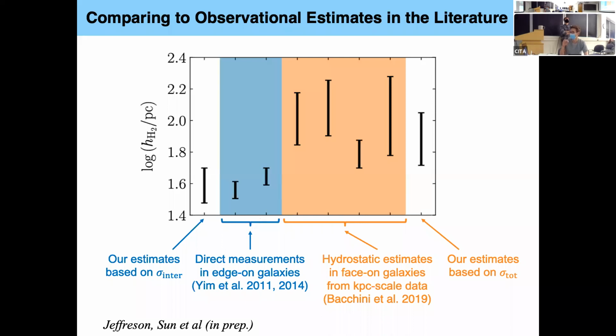I'm even wondering if when you measure this inter-velocity dispersion between molecular clouds, what you're actually probing is the turbulence in the CNM layer, because they live inside the CNM layer, in my opinion.